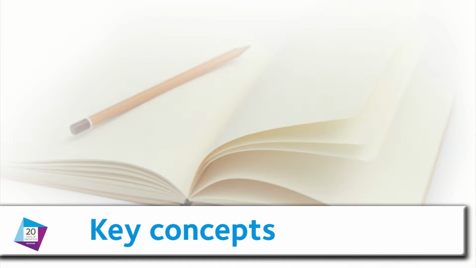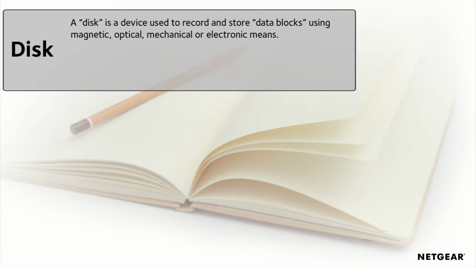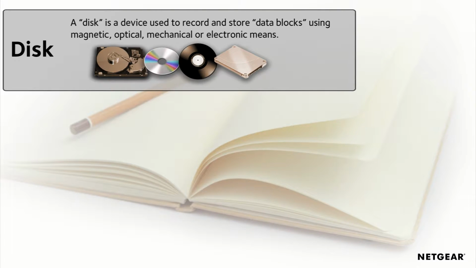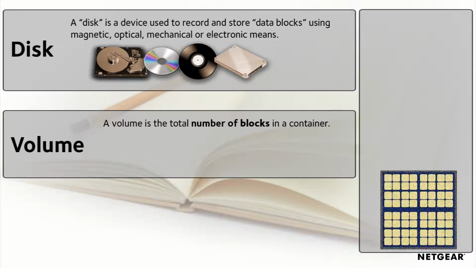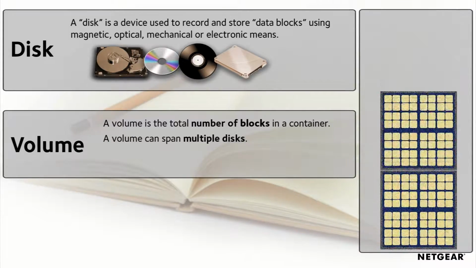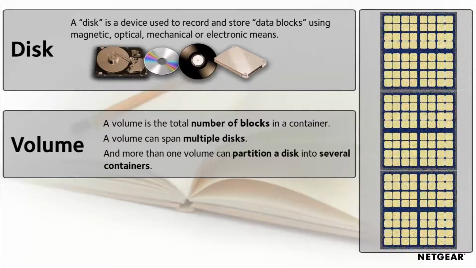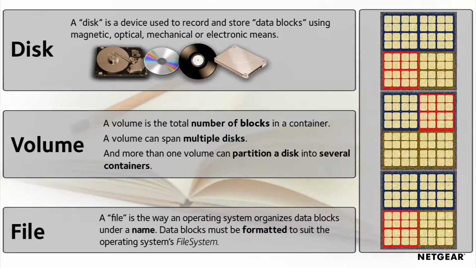Key concepts. A disk is a device used to record and store data blocks using magnetic, optical, mechanical, or electronic means. A volume is the total number of blocks in a container. A volume can span multiple disks, and more than one volume can partition a disk into several containers. And finally, a file. File is the way an operating system organizes data blocks under a name. Data blocks must be formatted to suit the operating system's file system.